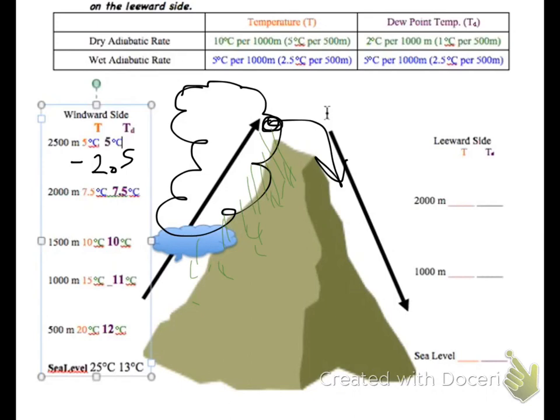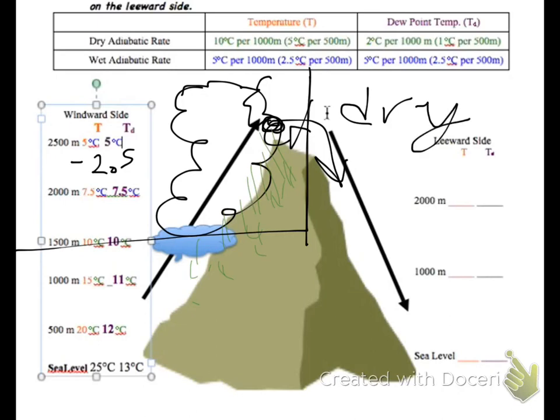Now I'm going to go up and over the mountain, and I'm going to dry out. So I'm going to go from my wet rate. So this is wet rate. Wet rate was from this point on. This was all the wet rate area. And I'm going to begin going back to my dry rate on this side of the mountain. This was dry down here. So dry rate, dry rate, all the way down the mountain.